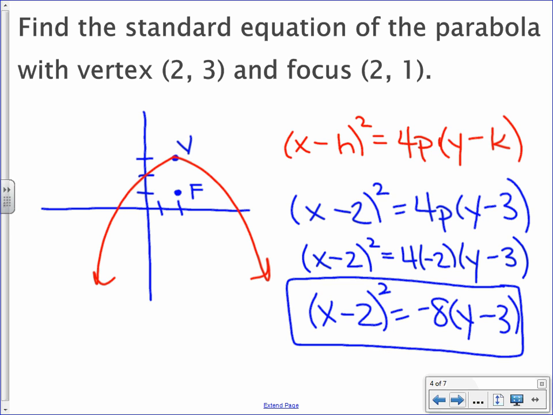If you wrote this as -8 times the quantity y minus 3 equals x minus 2, the quantity squared, that means the same thing. It's not going to matter to me which order you write those in. Okay. Tyler, did you have a question? No. Okay. You had a very thoughtful look.